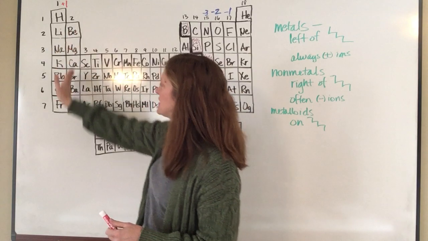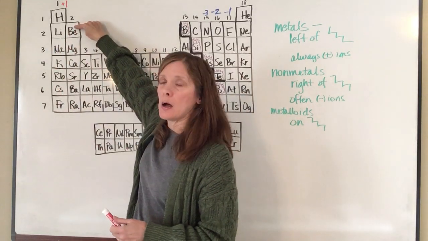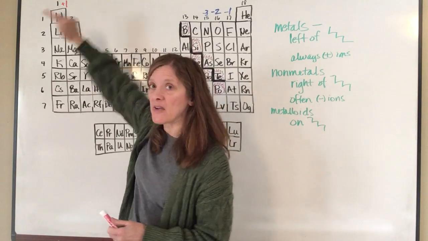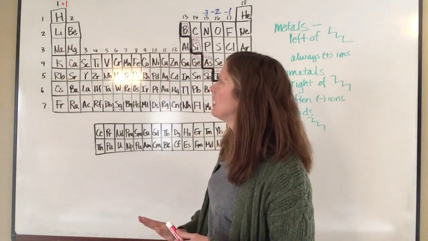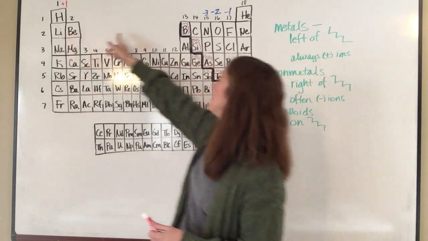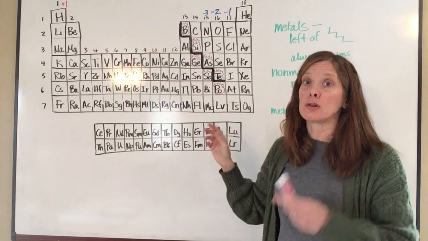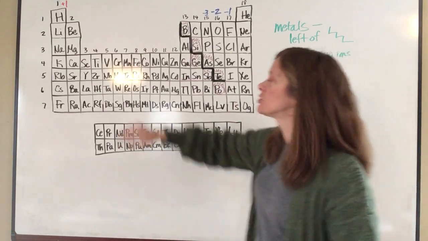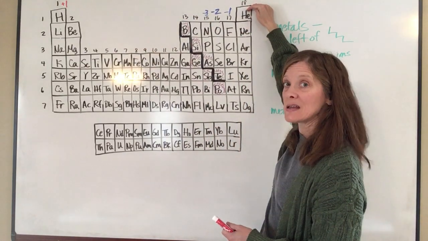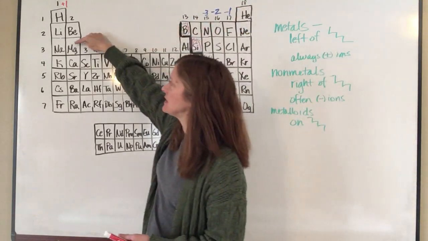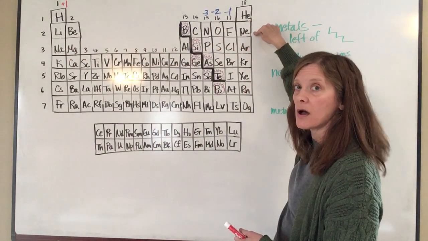What happens to the second column? Beryllium has 2 valence electrons. Anything in this column is going to have 2 valence electrons. So they can either gain 6, well, that'd be a lot of work, or they could lose 2. So beryllium, when he loses 2 electrons, will look like helium on the outside. Magnesium, if he loses 2 electrons, will look like neon on the outside.